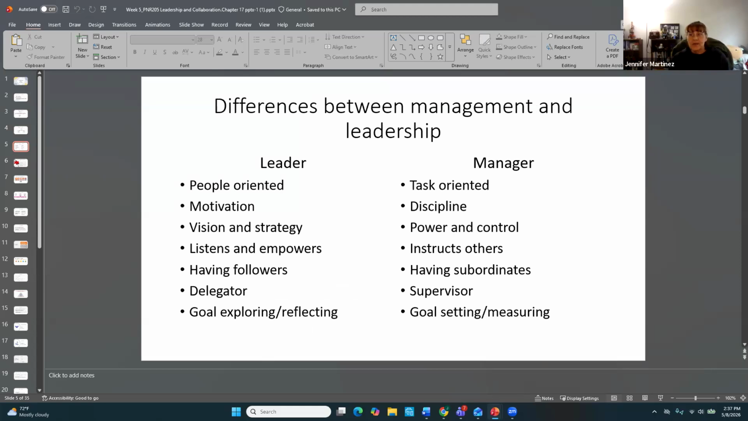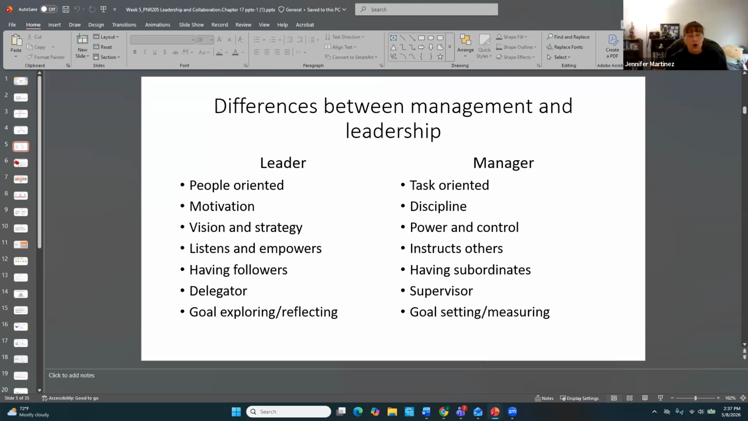So we have different things. We have leaders and we have managers. All right. And so they are different. Okay. Management and leadership, when we look at management, we can teach people how to manage, right? Managers are task oriented. They may be responsible for discipline. They have some power and control. They instruct others. They are appointed by their employers. They have subordinates, they are supervisors, and they are responsible for goal setting and measuring.